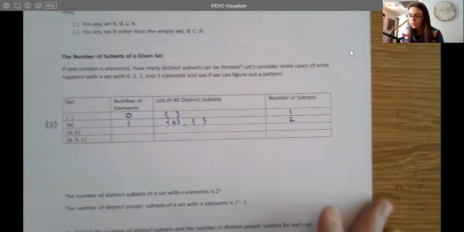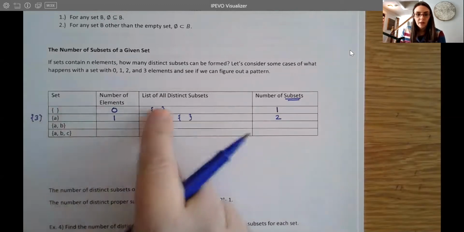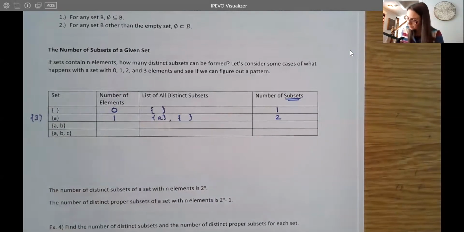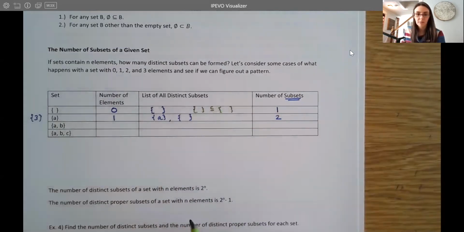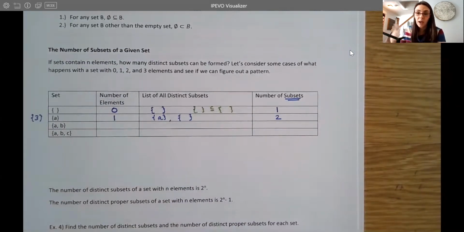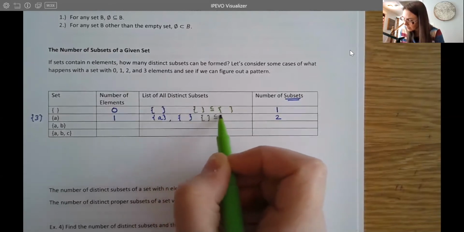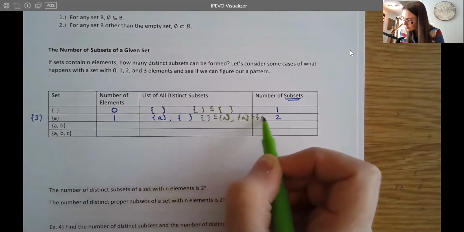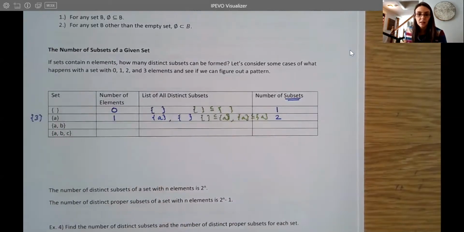Now, remember here, when we're talking about subsets, we're saying that one thing is contained in another. So what's going on for the first example, we're saying that the empty set is a subset of the empty set. It looks kind of weird, but yeah, no elements can be a subset of no elements, right? They're all contained there. What we're saying here is that the empty set is a subset of A, and the set of A is also a subset of A, right? So each of these things here are a subset of the larger set. They're contained in the larger set.